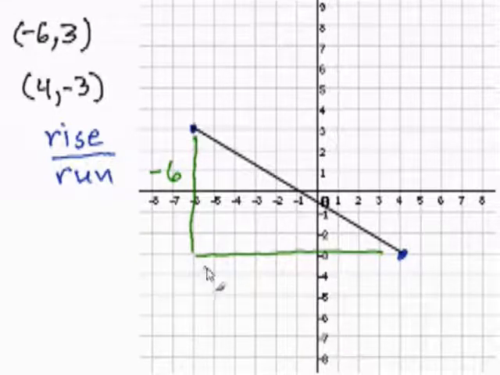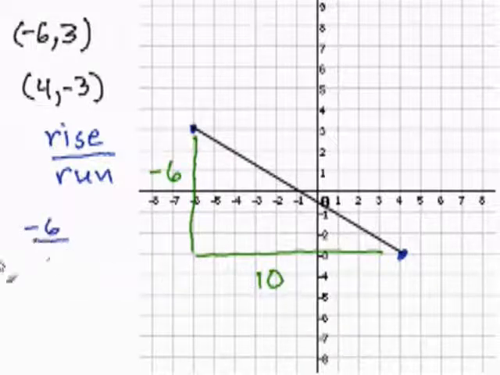Now if we're traveling to the right, it's going to be positive. So I'm going to count 1, 2, 3, 4, 5, 6, 7, 8, 9, 10. And we traveled 10 to the right. Now let's put these two numbers in the fraction form of rise over run. So our rise would be -6 and our run would be 10.